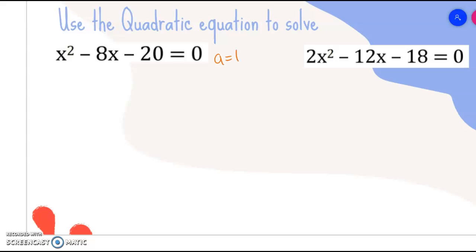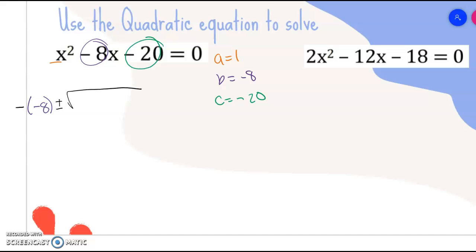I have my a, which is 1, which is always attached to x squared. My b is always attached to the regular x, which is negative 8. My c is negative 20. Ooh, I get 2 negatives this time. Now remember, the formula says negative b. Since my b is negative, put it in parentheses. That's another big hint, so you don't turn it back to its negative form. And then I have negative 8 squared minus 4 times 1 times a negative 20, all over 2 times 1, which is a.